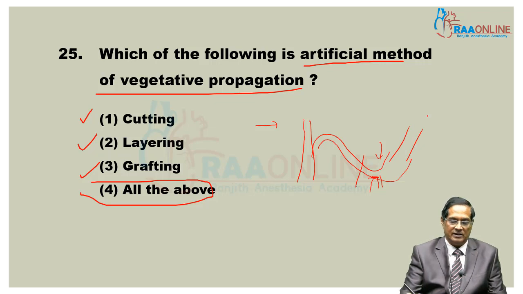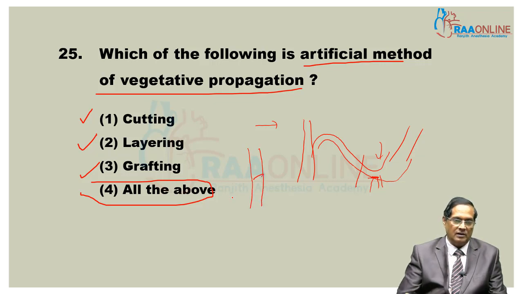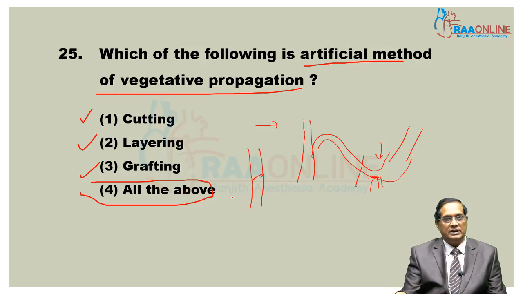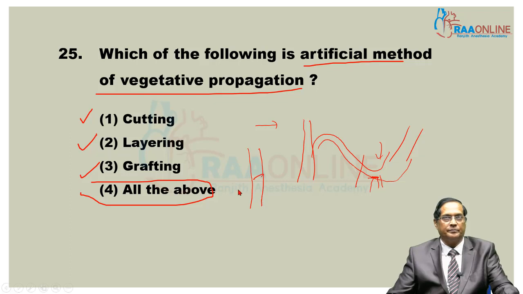And what is grafting? It is the formation of a composite plant by the union of two different plants. These are all done with the help of human beings. That's why they are called artificial methods of vegetative propagation.